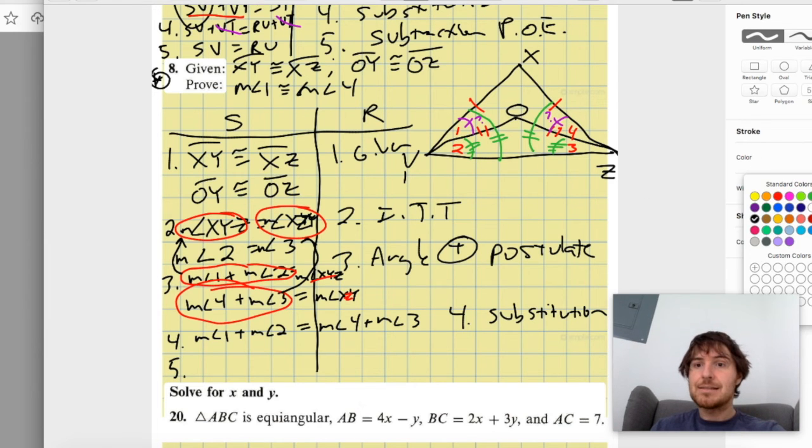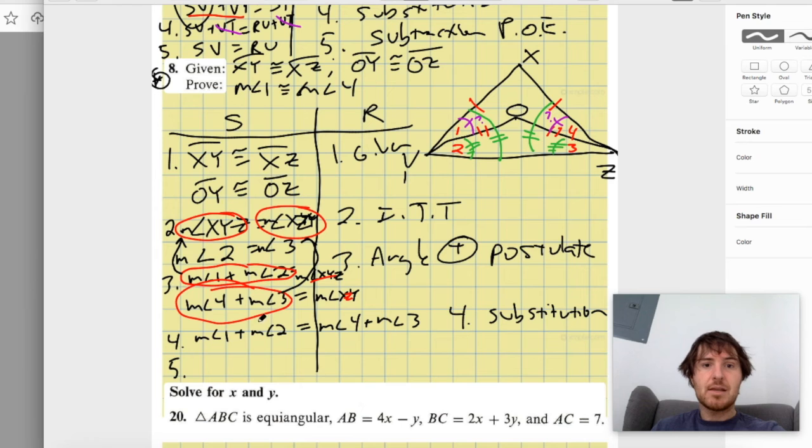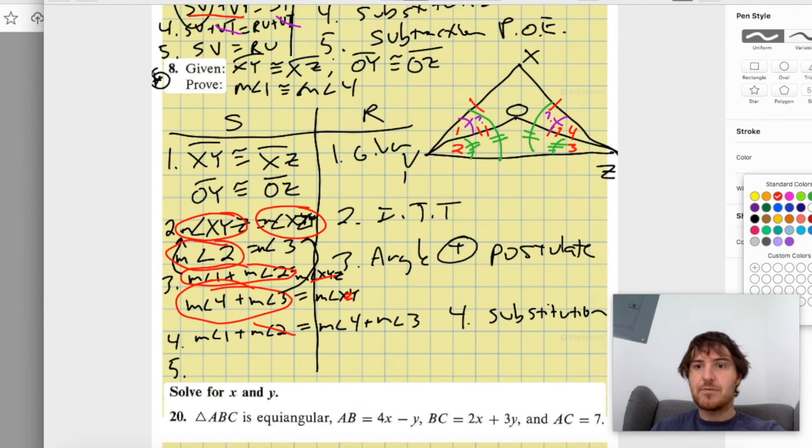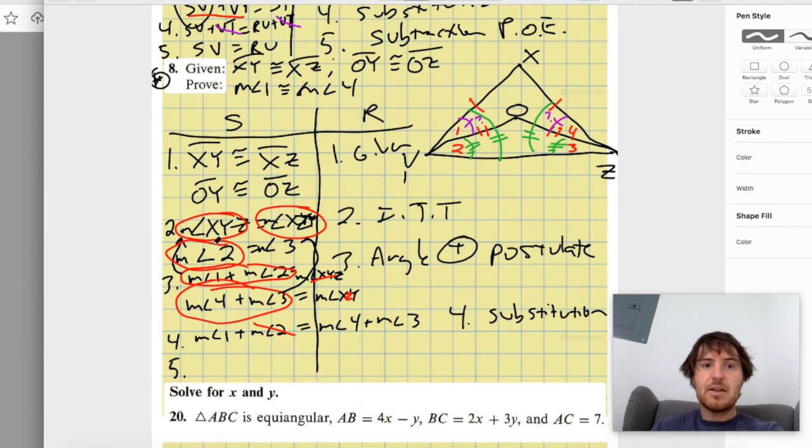I can subtract measure of angle 2 from the left side here, right? Because I got this. I'm going to change that in different colors so we can see it. If you didn't see it a few chapters ago, hopefully you see it now. This is here. I'm going to subtract measure of angle 2 from the left side of the equation, and I'm going to subtract measure of angle 3 from the right side of the equation because they equal each other.